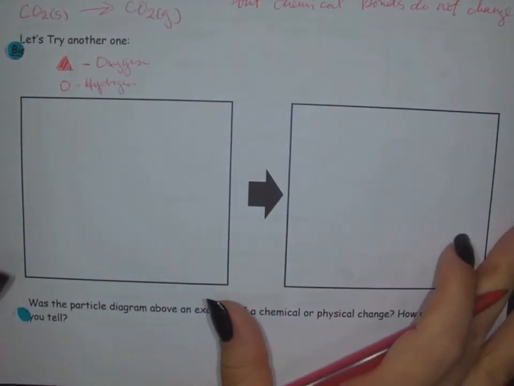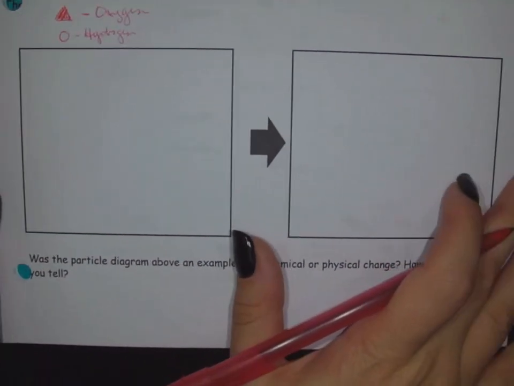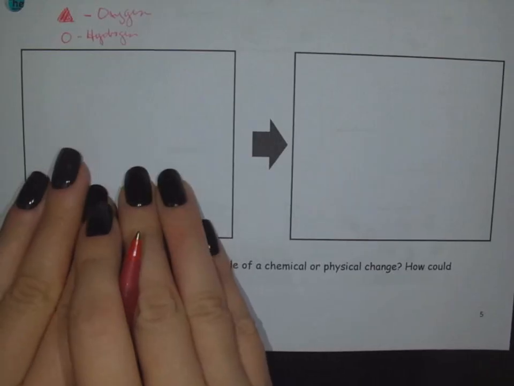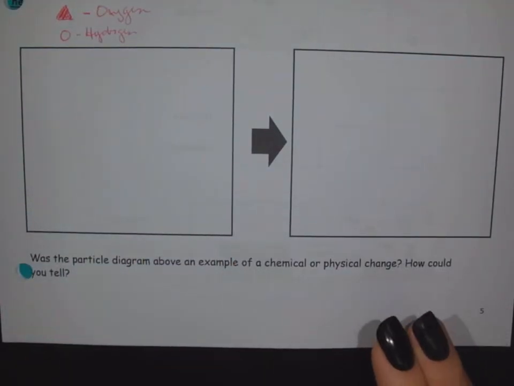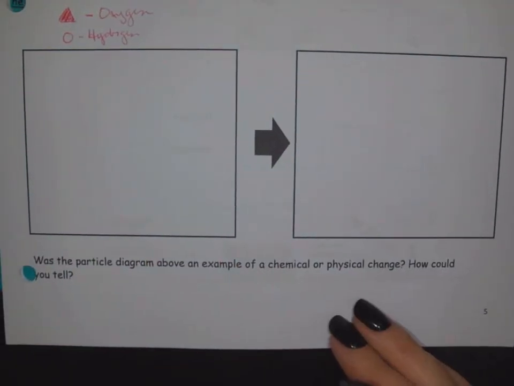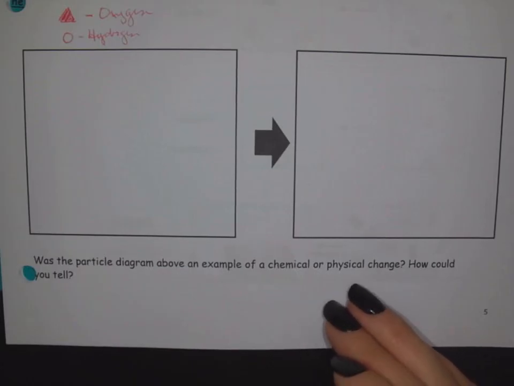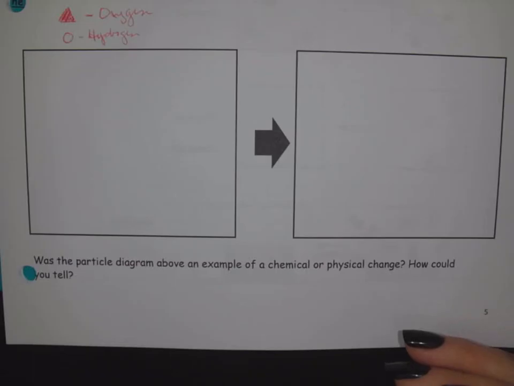Okay. So here's what we're going to do. I'm going to draw this like before and after. I want you to write the chemical formula. Tell me if you think it's a solid, a liquid, or a gas. And then I want you to tell me if you think it's a chemical or a physical change. Okay?